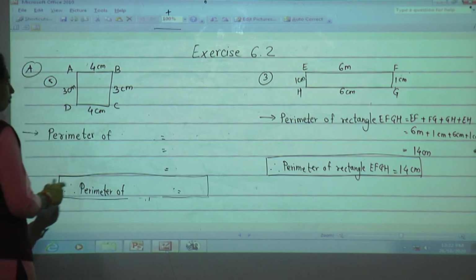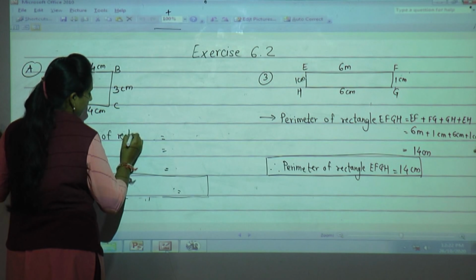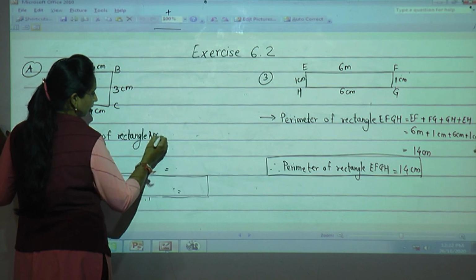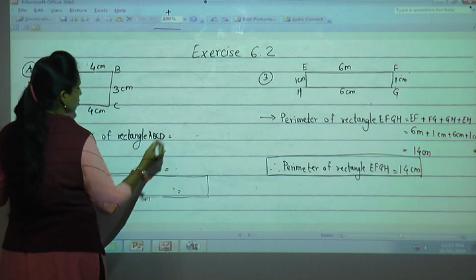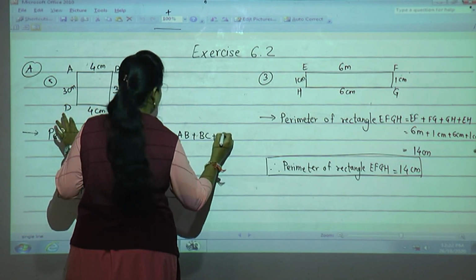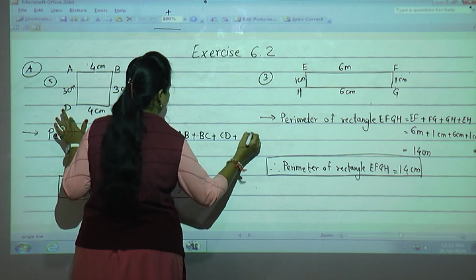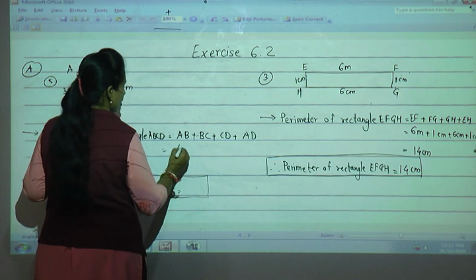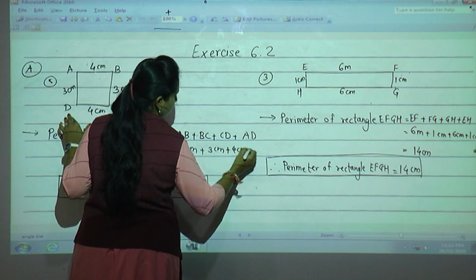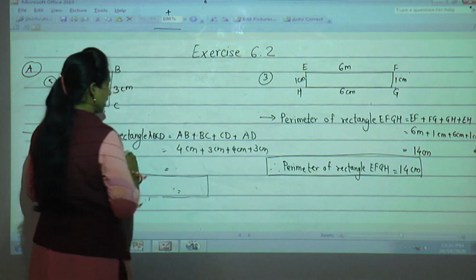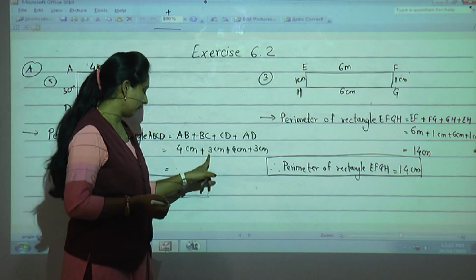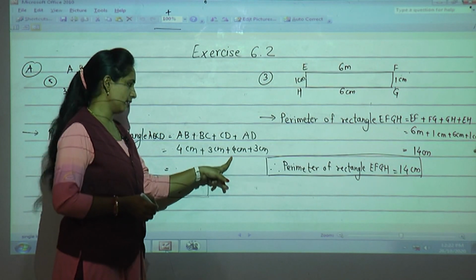So here the perimeter of rectangle ABCD is equals to AB plus BC plus CD plus AD. Now what is AB? 4 centimeter plus 3 centimeter plus 4 centimeter plus 3 centimeter. Now we will add 4 plus 3. Yes, 4 plus 3 is 7. 7 plus 4. Yes, tell me.